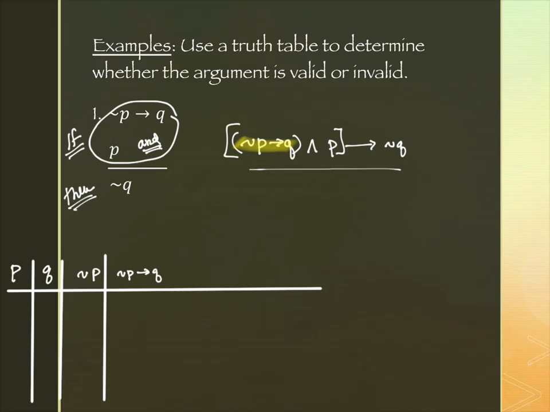And the next thing is going to be the and P part. So I'm going to create a column, and my column is going to be everything in the brackets. So it's the tilde P implies Q and P. So now I have everything that's in the brackets, or everything that's on the left side of the arrow, right? Everything to the left of the arrow. Now to the right of the arrow, if you haven't already done it, now you need to have the tilde Q column.